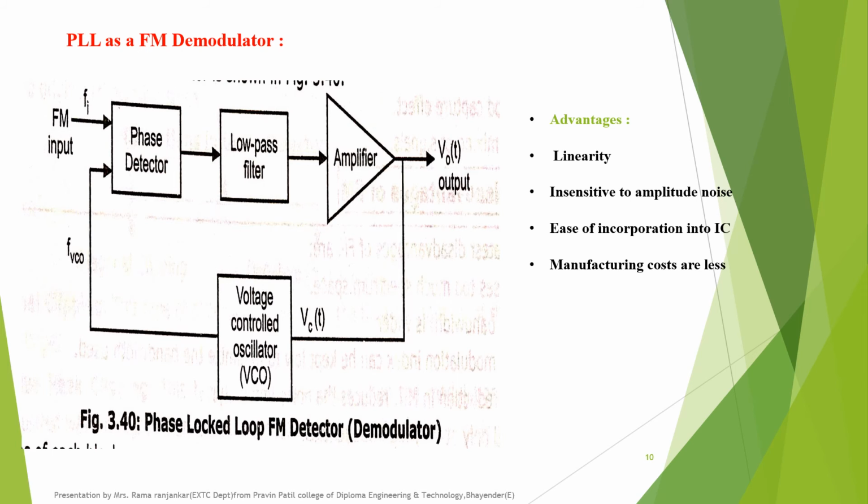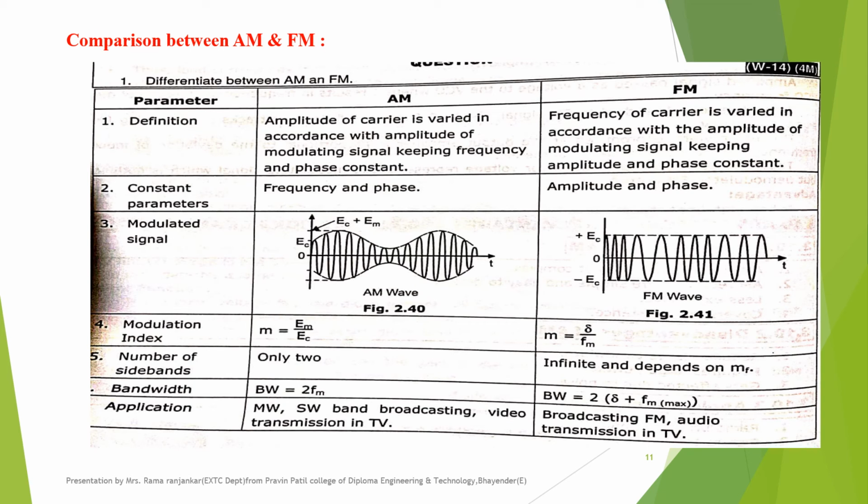The advantage of this method is linearity. It is insensitive to amplitude noise, easy to incorporate into IC, and the manufacturing cost of this method is less. Let's see the comparison between AM and FM. AM means amplitude modulation and FM means frequency modulation.